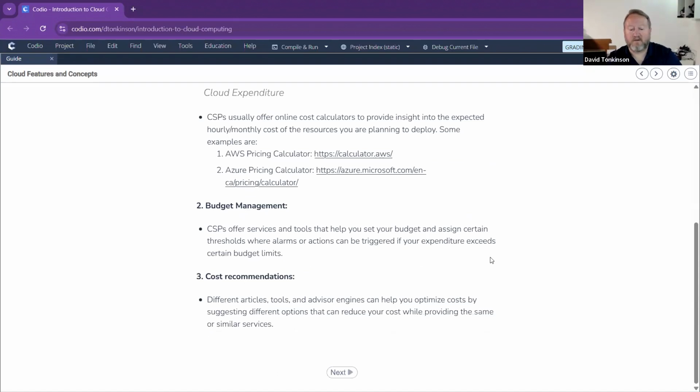And we mentioned budget management. The CSP offers a tool that helps you plan your budget and assign credentials and thresholds where alarms will come off if you start pushing towards those budgets. It will also give you some different tools about cost recommendations. There's an advisor engine that works in the background that looks at what you're using. And it may say, oh, you're underutilizing this particular server, or you don't need this database, there's been no access. Why don't we move it to a colder storage form of database, which will be cheaper for you? So there's all sorts of help in there to allow you to manage your budgets.